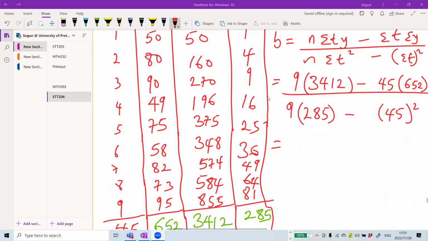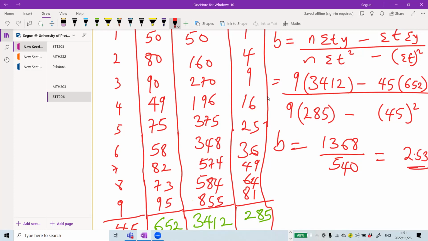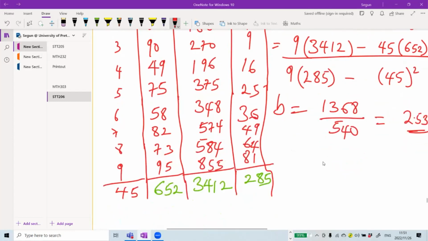So if you punch your calculator very well, what do you have, please? Your B is equal to what? Do you have this? Do you have the same thing? Silence means yes. So if you multiply it very well, you have the same thing.